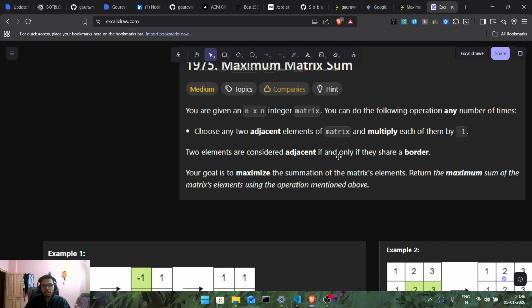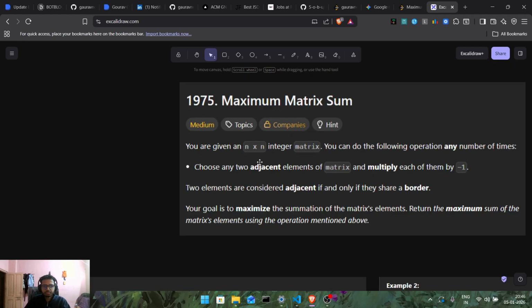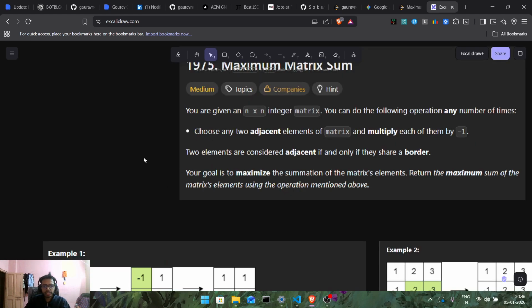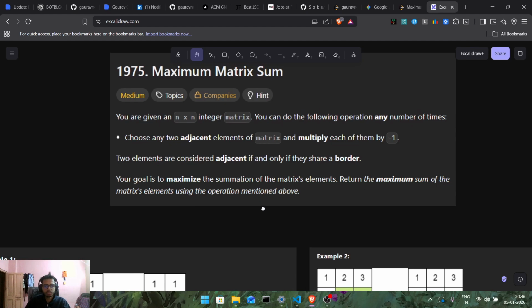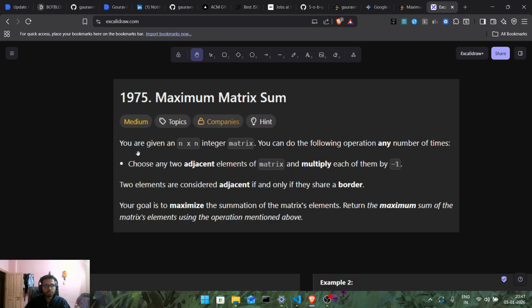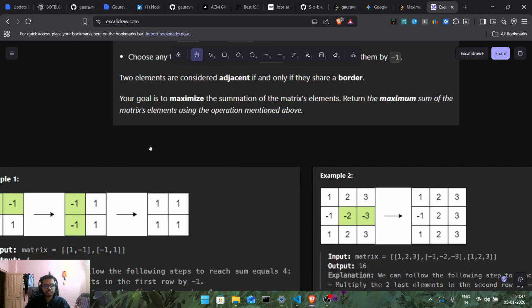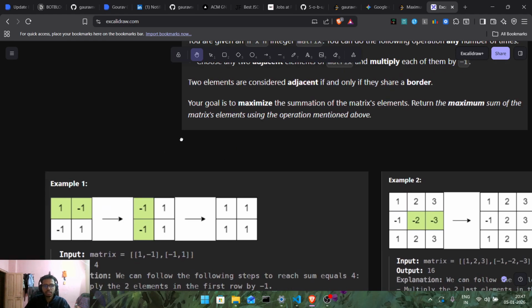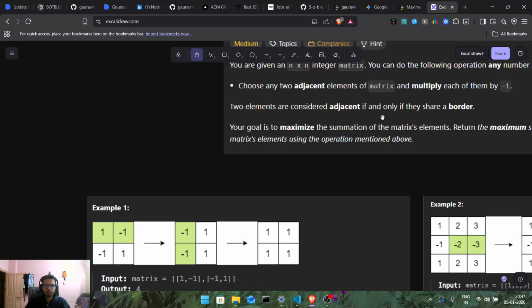Two elements are considered adjacent if they share a border, which I have just told you. Your goal is to maximize. Now, this is the thing we have to achieve. Your goal is to maximize the summation of the matrix's elements. Return the maximum sum of the matrix's elements using the operation mentioned above. So, we can perform these operations any number of times. The question doesn't care about that. It only cares that we maximize the summation of the entire matrix's elements, and return the maximum sum using the operation mentioned above.